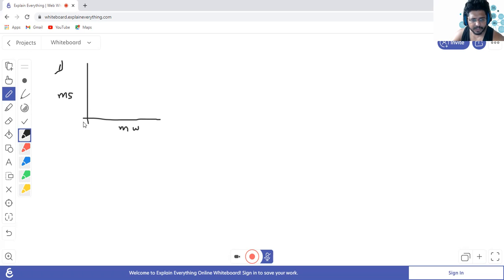Now, what are we trying to predict? We are trying to predict the mouse size given the mouse weight. That is the way we are drawing our best fit line, right? Given the mouse weight, what is the mouse size?